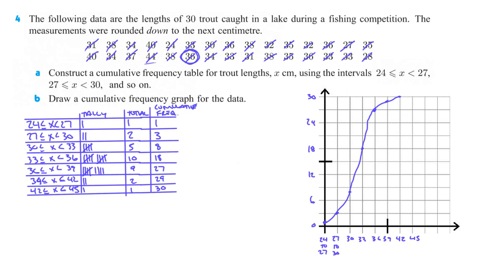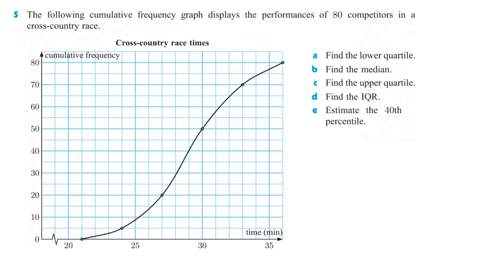Okay? Looking at one last problem here. The following cumulative frequency graph displays performances of 80 competitors in a cross-country race. Find the lower quartile. There are 80 total. So if we want to find the lower quartile, that is 25%, right? So 80, let's do this. You can divide it into 4 equal pieces or multiply by 0.25. Either way, that's going to get us 20.